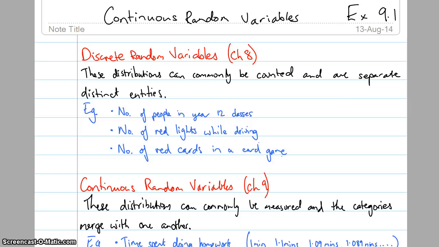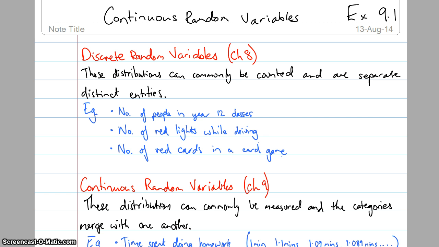G'day and welcome to the first video on continuous random variables, exercise 9.1 in your textbook. In this video I'm just going to briefly describe the difference between continuous random variables and discrete random variables, and then I'll show you some examples of continuous random variables.